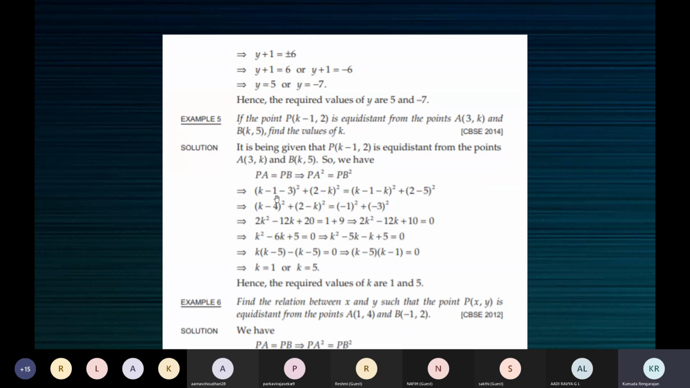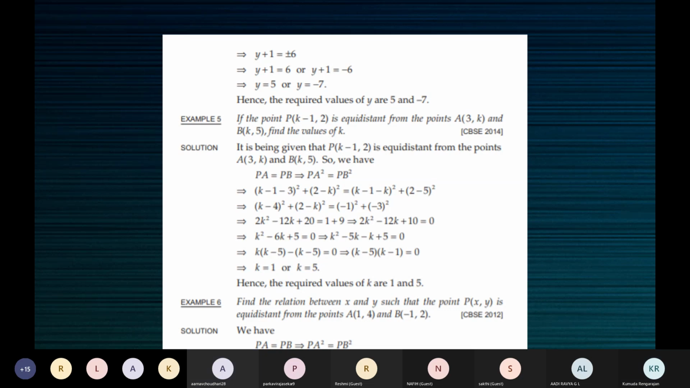Can somebody else tell me this first step? Anyone who has understood? How do we write this first step? Ma'am, we take the values of P and PB. And here, for example, for PA side, we take x1 as k minus 1. We can take other also, but here, just for example, we are taking x1 as k minus 1 and x2 as 3. And y1 as 2 and y2 as k.